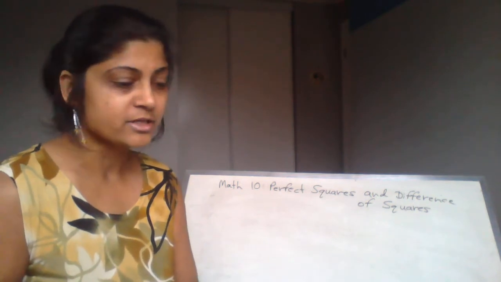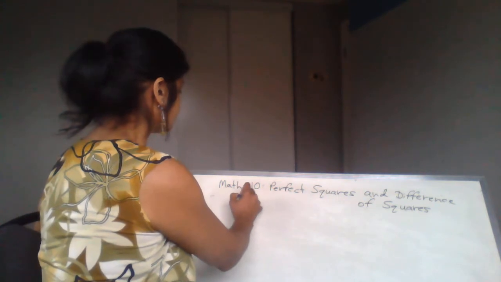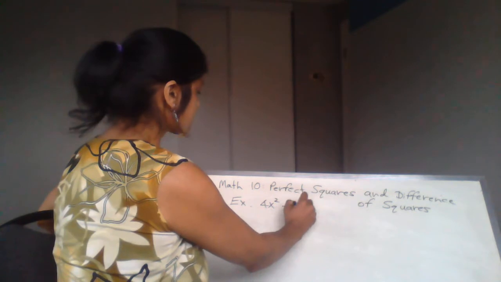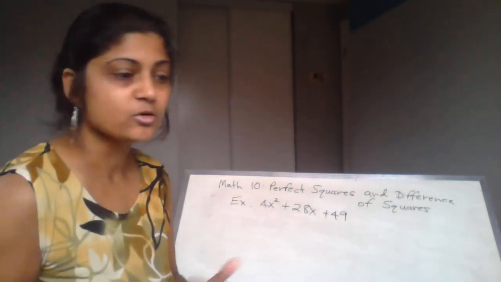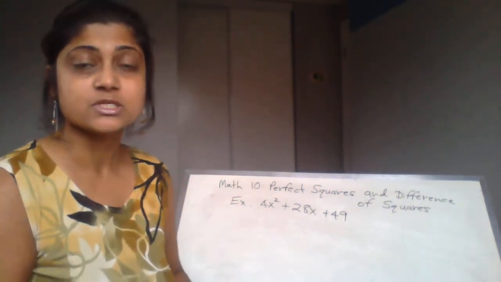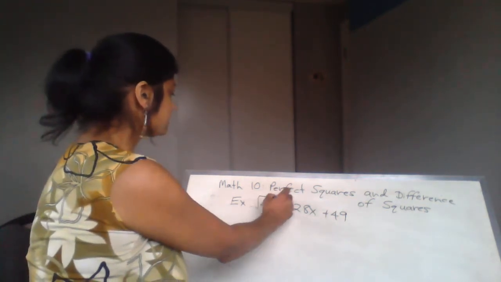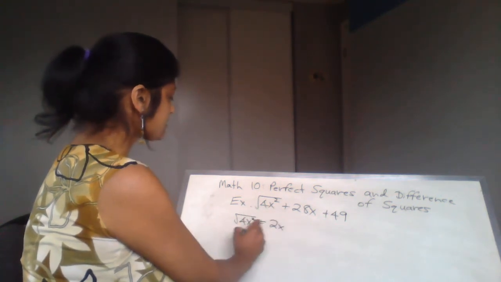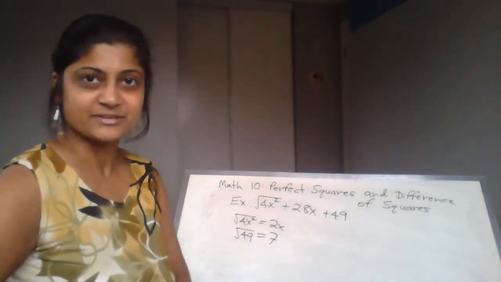How you know a trinomial is a perfect square is, let's write out an example here. Say I have 4x squared plus 28x plus 49. The first thing you're going to do is make sure that you can take the square root of the first term and the last term. If I take the square root of 4x squared, that's equal to 2x, and the square root of 49 is equal to 7.